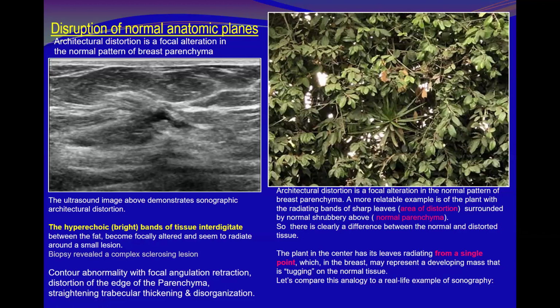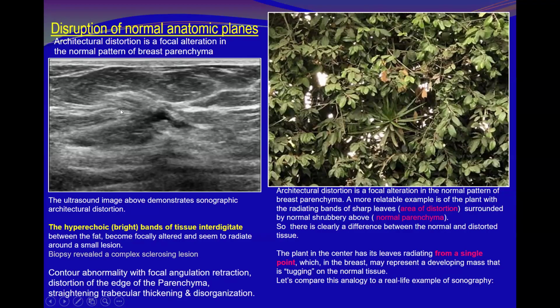So this is analogous to a real life ultrasound of the breast. If we look here at this ultrasound of the breast, this is the residual parenchyma here and here. But if we look here, what can we see?